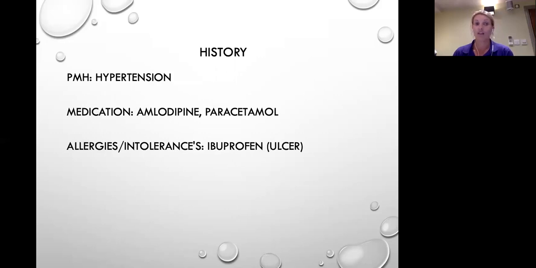In terms of her other history, she just had some hypertension. She takes the amlodipine for her high blood pressure, and the paracetamol was what she was taking for her back pain. Unfortunately, she couldn't take ibuprofen because she'd had a prior history of a gastric ulcer.